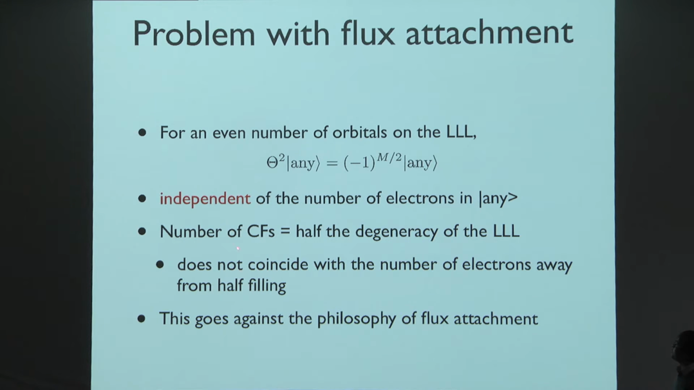So in order to have a consistent assignment of particle-hole symmetry in the composite fermion theory, the number of composite fermions has to be equal to half the degeneracy of the lowest Landau level, which does not coincide in general with the number of electrons. For example, away from half filling, the number of composite fermions should not be equal to the number of electrons. And that goes completely against the philosophy of flux attachment, in which there is an intuitive picture of how the composite fermions appear from the original electrons.